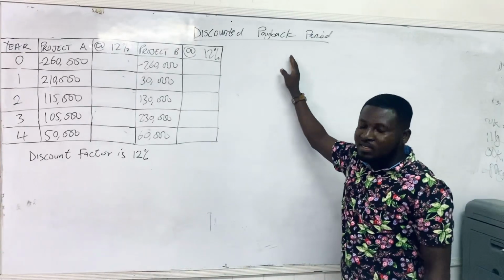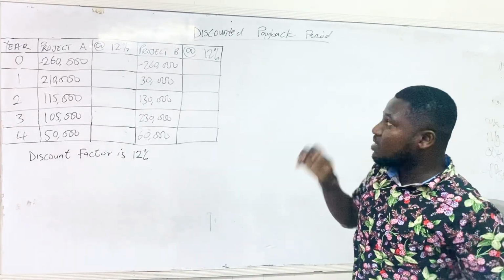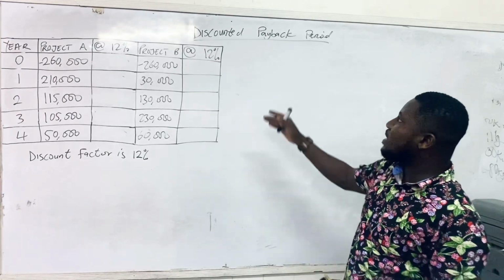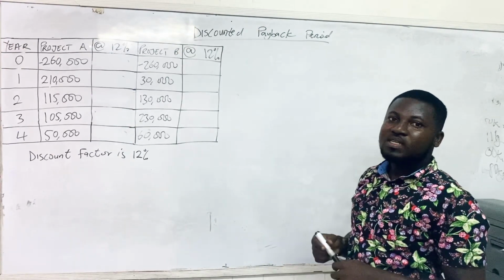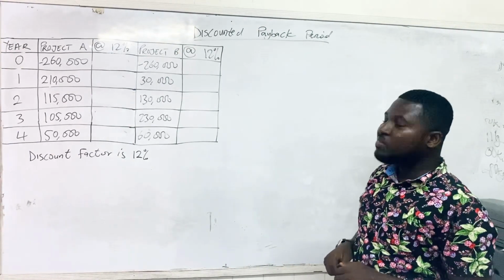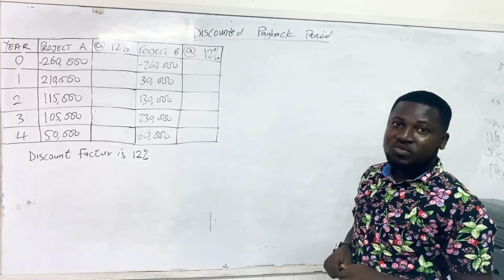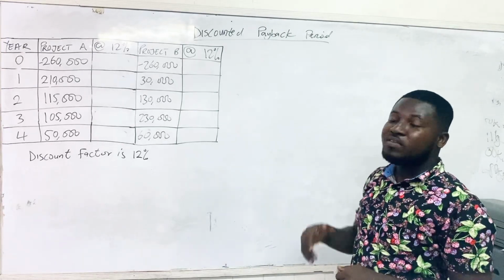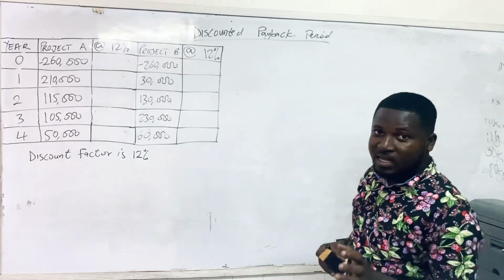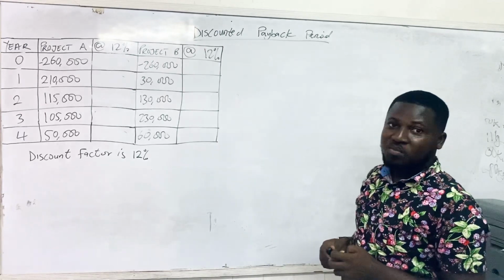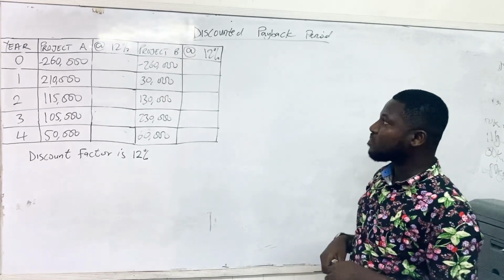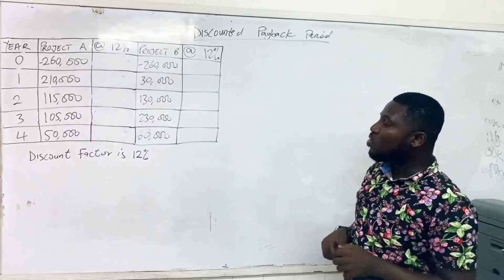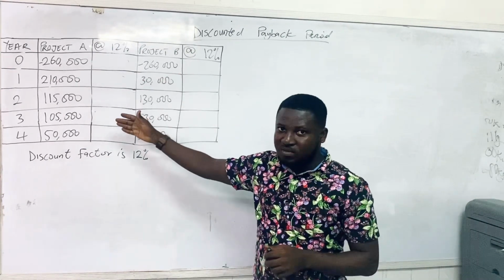Discounted payback period is an improved version of the simple payback period. But under discounted payback period, we consider the time value of money, which means that 1 Ghana cedi we have today, which is 2023, is worth more than 1 Ghana cedi we would have a year after. Or $1 we have today is worth more than $1 we would have a year after. And so under this method, we are going to discount all the cash flows.